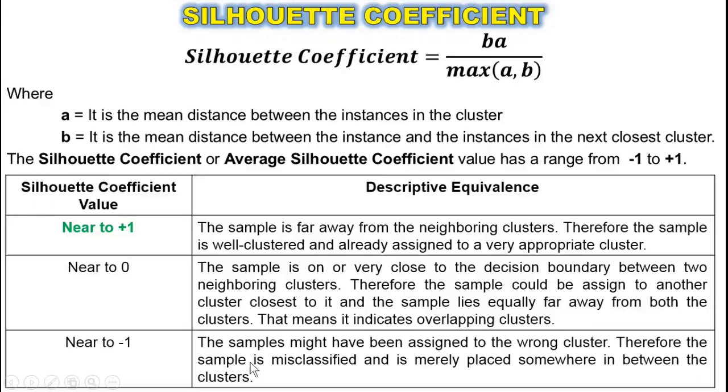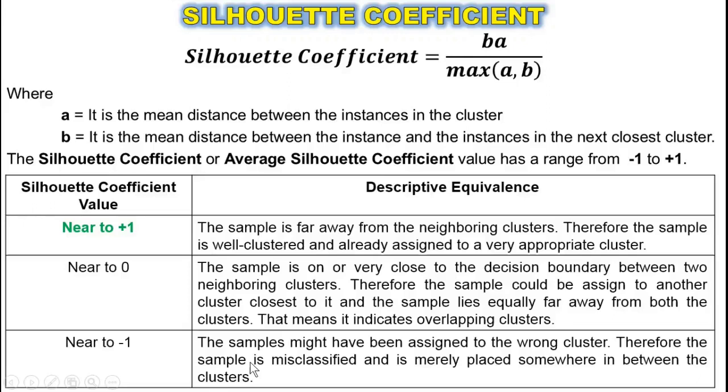If the silhouette coefficient value is near 0, it means that the sample is on or very close to the decision boundary between two neighboring clusters. Therefore, the sample could be assigned to another cluster closest to it, and the sample lies equally far away from both clusters. That means it indicates overlapping clusters.